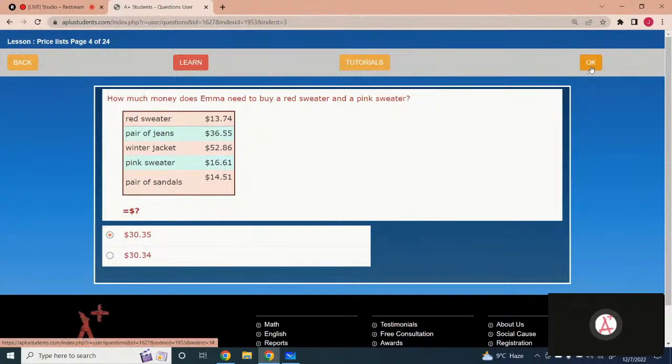Just select the correct option, then click on the OK button. That's not 25, 30.35 it is. Okay.